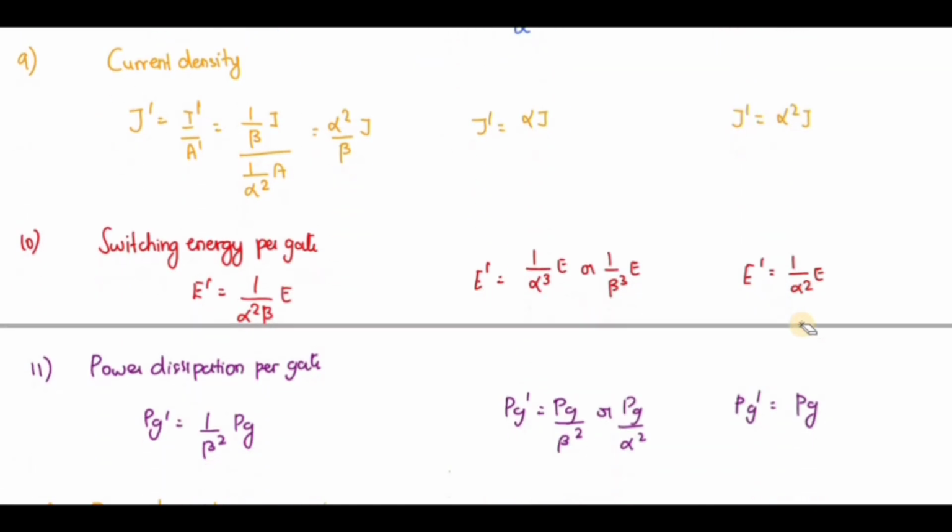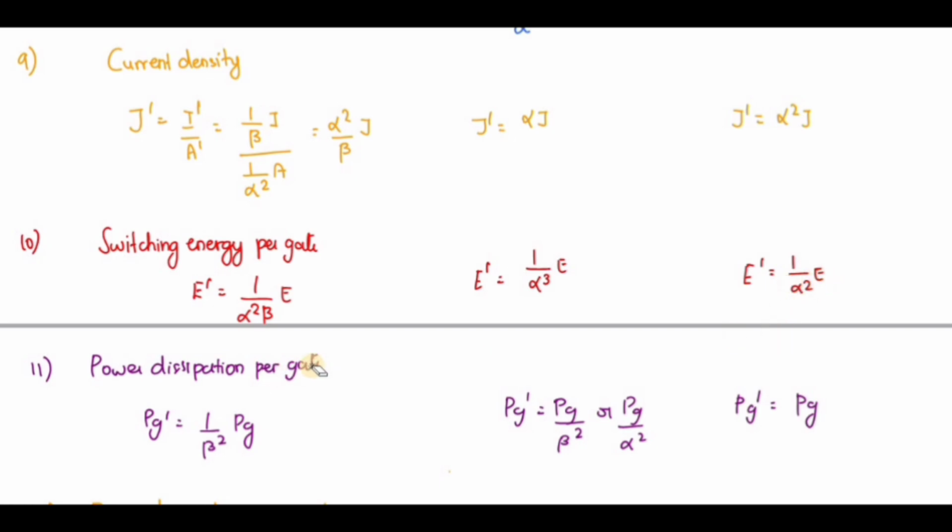Next, switching energy per gate. So energy I can write as 1 divided by alpha squared beta into E. If I substitute beta equal to alpha, I will get 1 divided by alpha cubed into E. If I substitute beta equal to 1, I will get 1 divided by alpha squared into E.